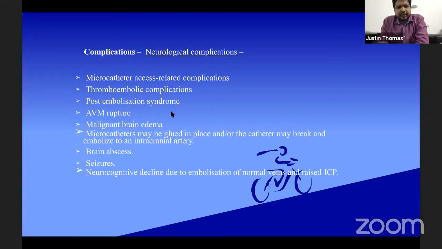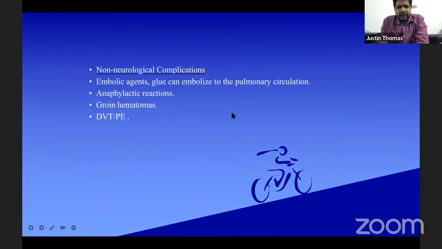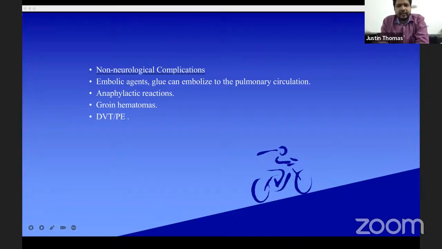There is a chance of other rare complications: malignant cerebral edema, brain abscess, blockage and clogging of the microcatheter, seizures, and if embolization is not proper, there can be a chance of other neural deficits. And non-neurological complications include chances of embolization to other circulation, and there is a risk of anaphylactic reactions, puncture-related complications, and DVT.